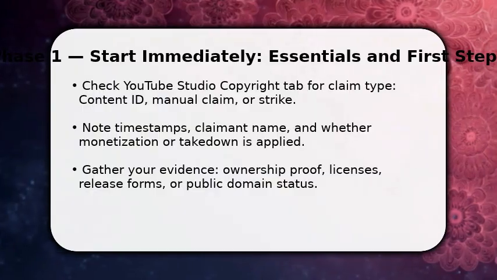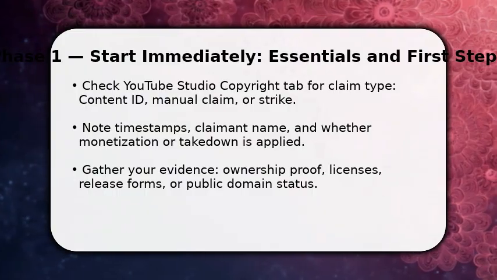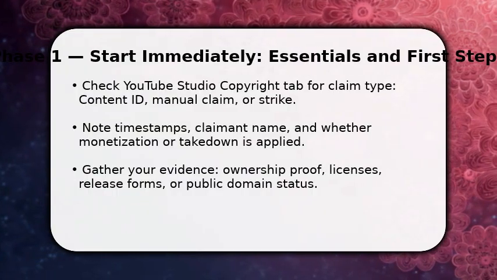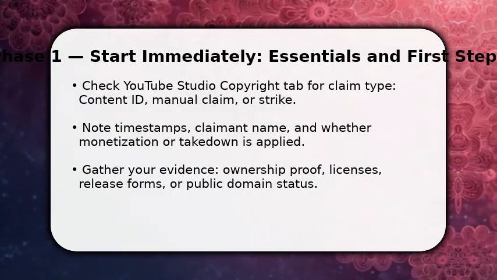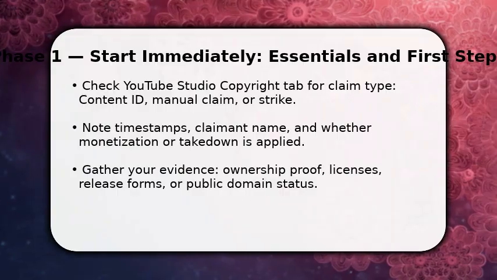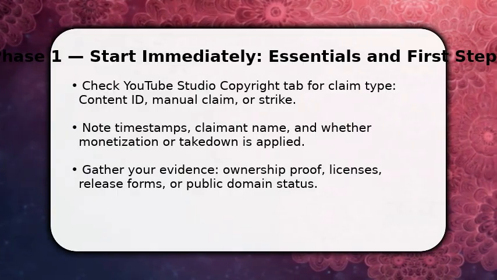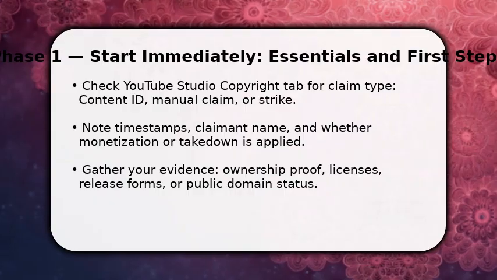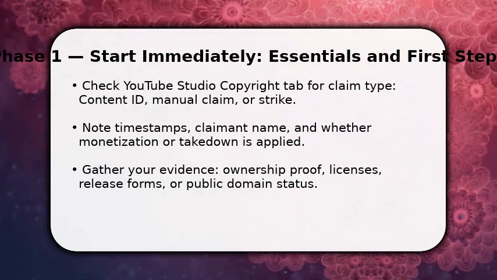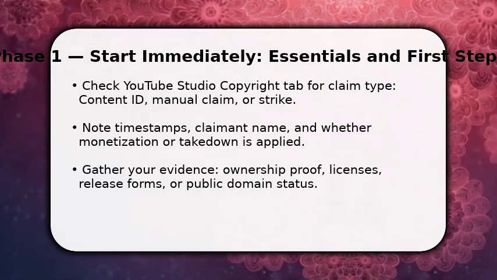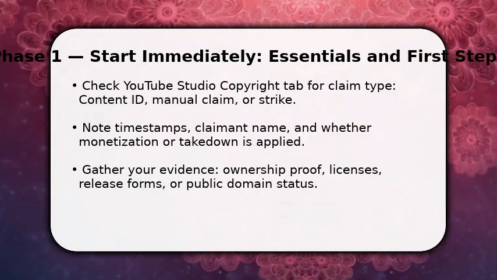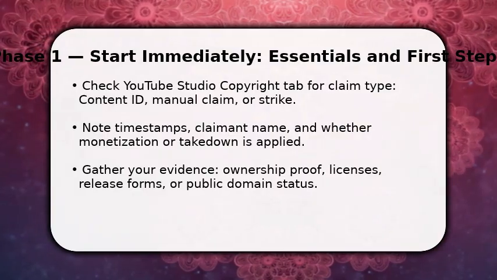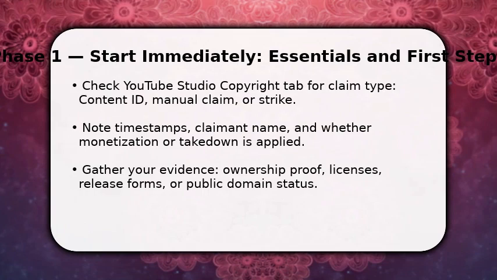You start by confirming exactly what YouTube says about the claim, because the remedy depends on the claim type. You open YouTube Studio, go to Copyright, and record whether it is Content ID, a manual claim, or a copyright strike. Once done, collect any proof of rights you have: licenses, invoices, or written releases, because you will need those when you contest or negotiate. Make sure to note the claimant and the affected timestamps before you proceed to the next step.